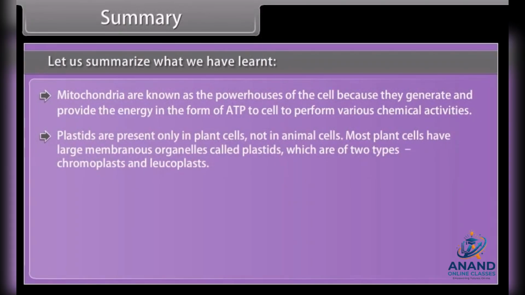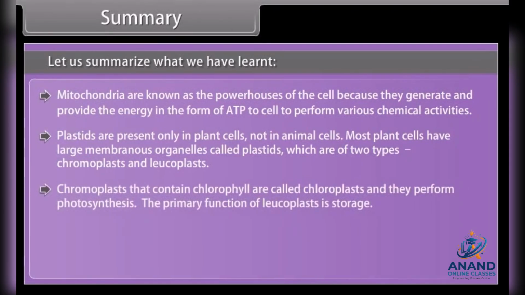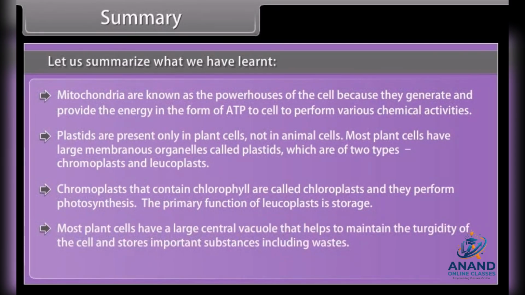Plastids are present only in plant cells, not in animal cells. Most plant cells have large membranous organelles called plastids, which are of two types, chromoplasts and leucoplasts. Chromoplasts that contain chlorophyll are called chloroplasts and they perform photosynthesis. The primary function of leucoplasts is storage. Most plant cells have a large central vacuole that helps to maintain the turgidity of the cell and stores important substances including wastes.